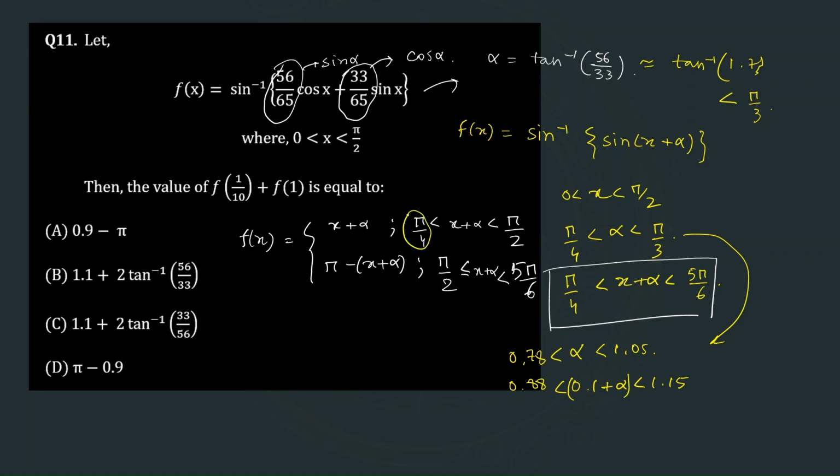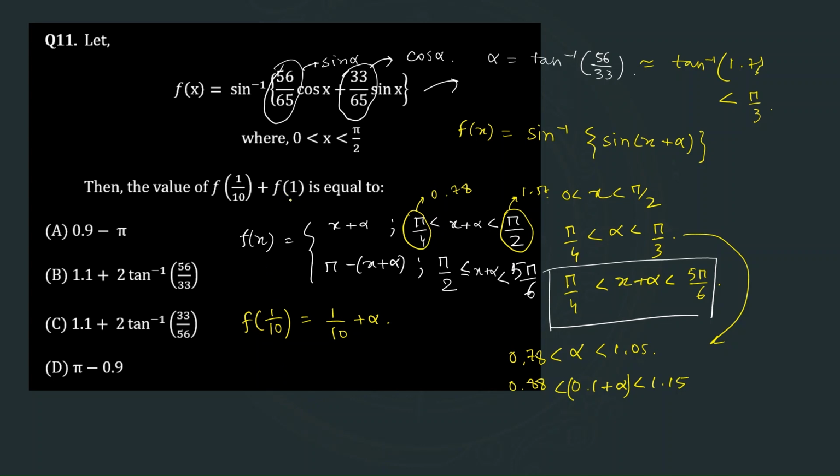Now this pi by 4 is again 0.78 approximately, and pi by 2 is approximately 1.57. So 0.1 plus alpha, or equivalently x plus alpha when x equals 0.1, lies between these numbers 0.78 and 1.57. So we can say f of 1 by 10 will be equal to 1 by 10 plus alpha.